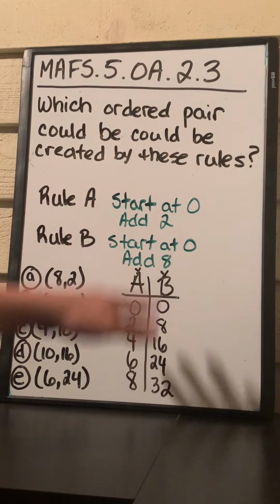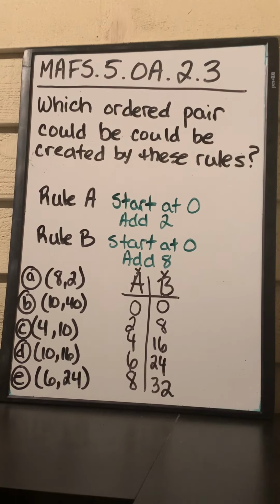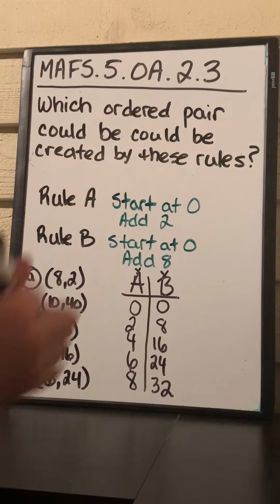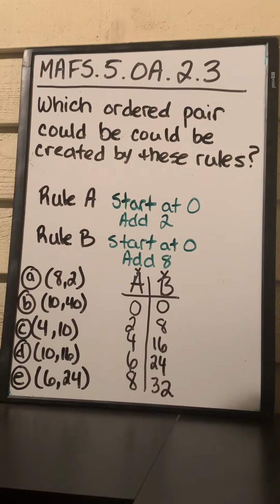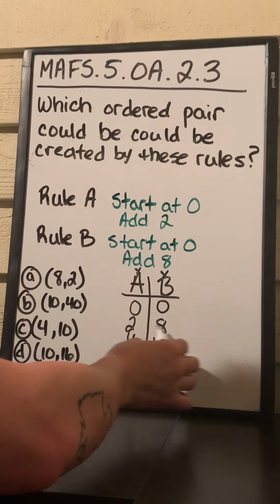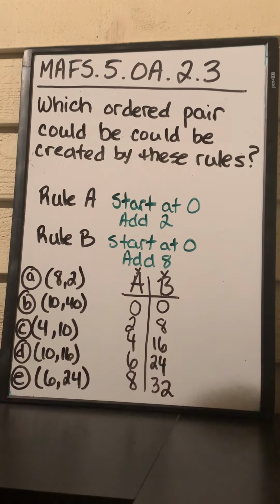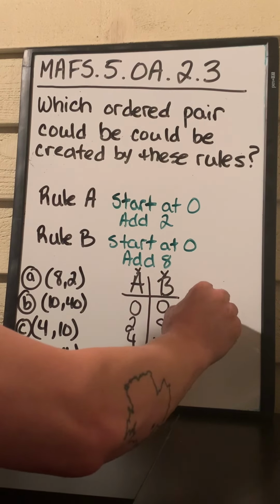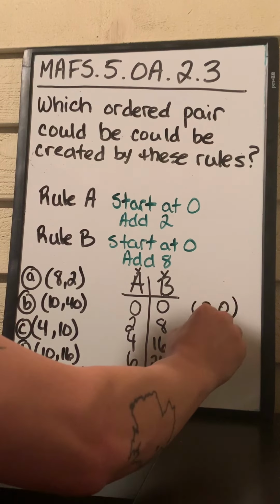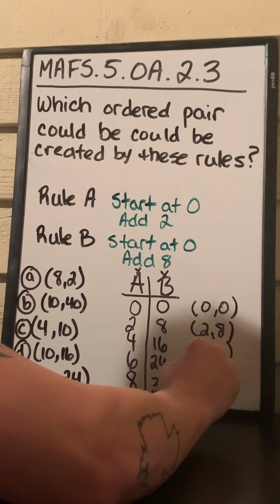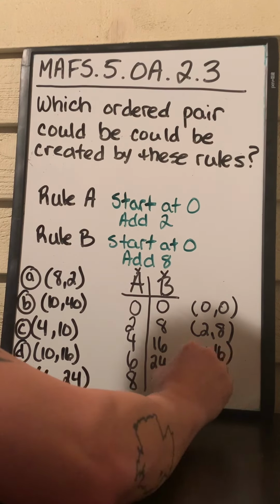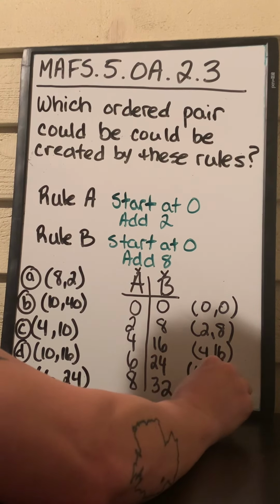And so we have our 2 patterns. The first part of the standard was create 2 patterns based on given rules. So we did that. We have 2 patterns right here based on these 2 given rules. And the other part is remembering that these corresponding terms make ordered pairs. So this one is 0, 0. This one is 2, 8. This one is 4, 16. This one is 6, 24. And this one is 8, 32.